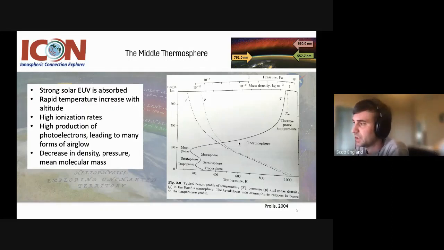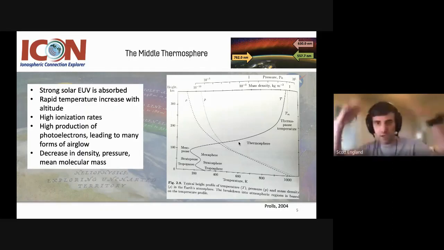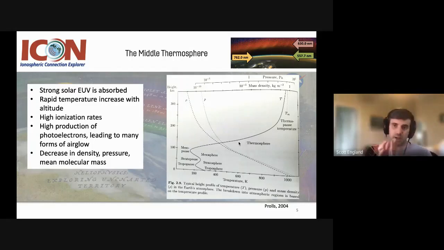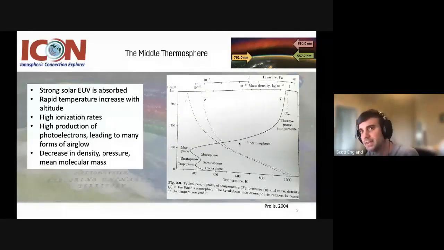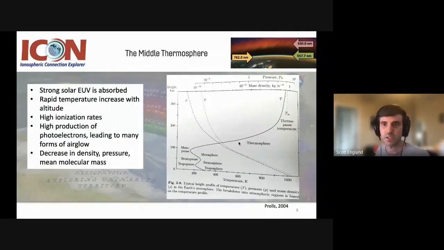And another thing that characterizes the middle thermosphere and up, really, is that we're above the region where the atmosphere is very well mixed, and so we can start to have changes in composition between different locations, both as a function of height and also latitude, longitude, in a way that we don't get in the lower atmosphere, where the composition, at least in the major species, is pretty solid.